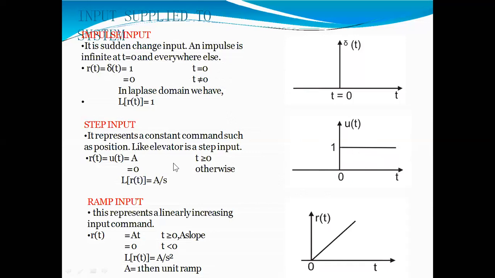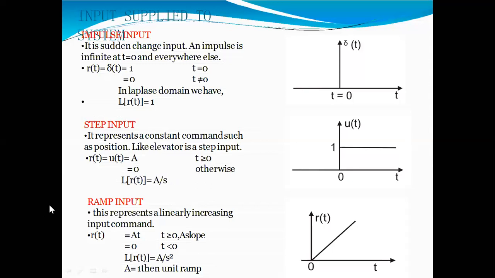So in general we represent it by u of t is equal to a for t greater than 0, and u of t is equal to 0 for t less than 0. Okay, and how we represent it in terms of Laplace is: Laplace transform of r of t is equal to a divided by s, and a can take any value here.